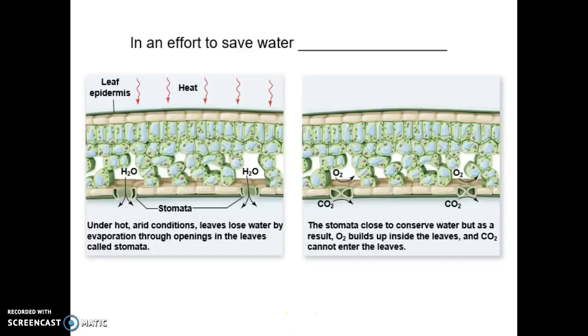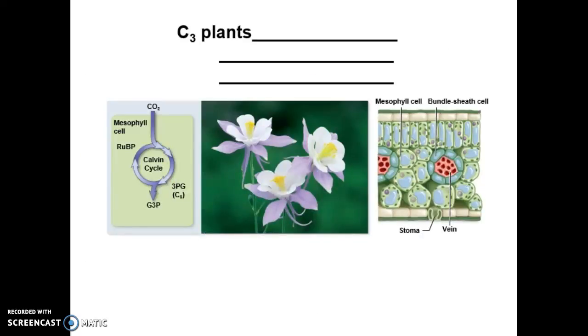Okay, so the first group of plants to mention are what we call the C3 plants. Now this is just a category. It's not classification levels. It's not domain, kingdom, phylum, anything like that. It's just kind of a grouping of plants.